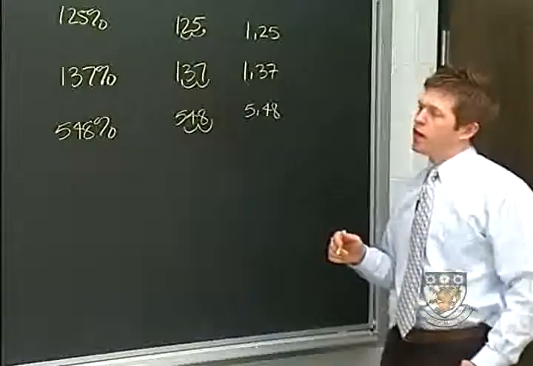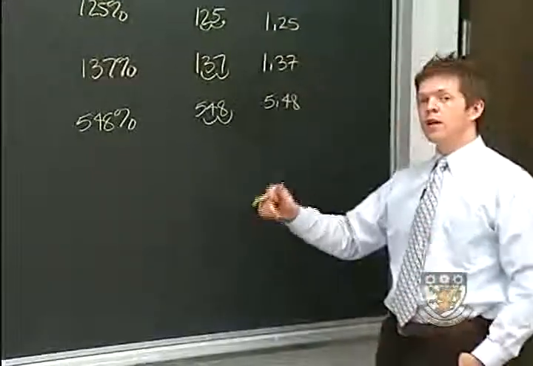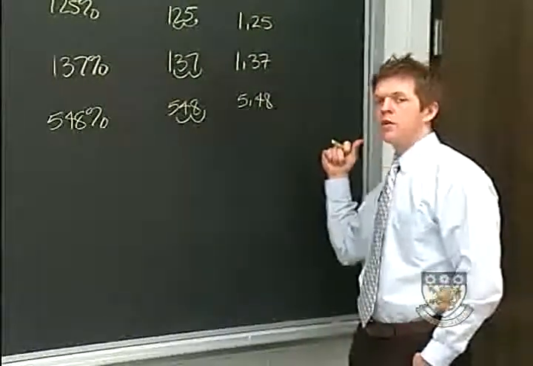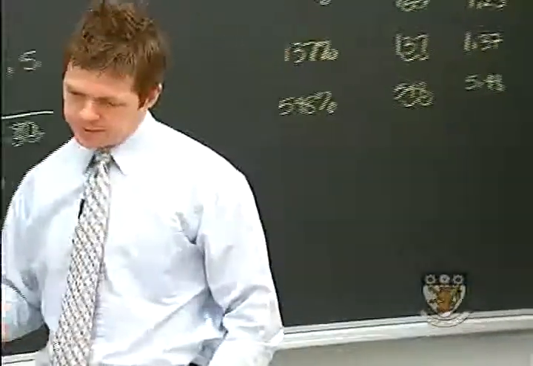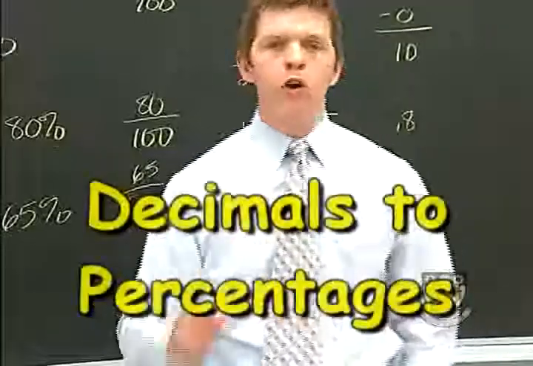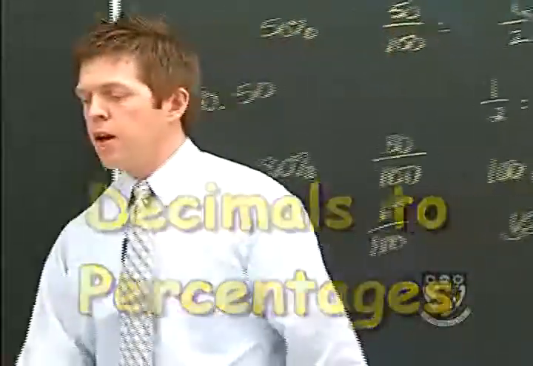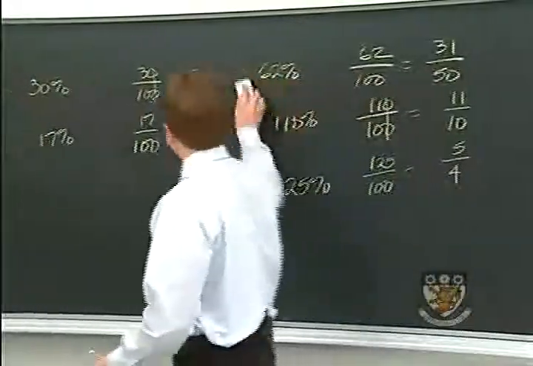So just like when you multiply by 10 or 100 or 1,000, you move the decimal to the right. When you divide by those same numbers, you're moving the decimal to the left. Now let's go the other way, just that I sort of alluded to right then. We're going to change now decimals to a percentage.